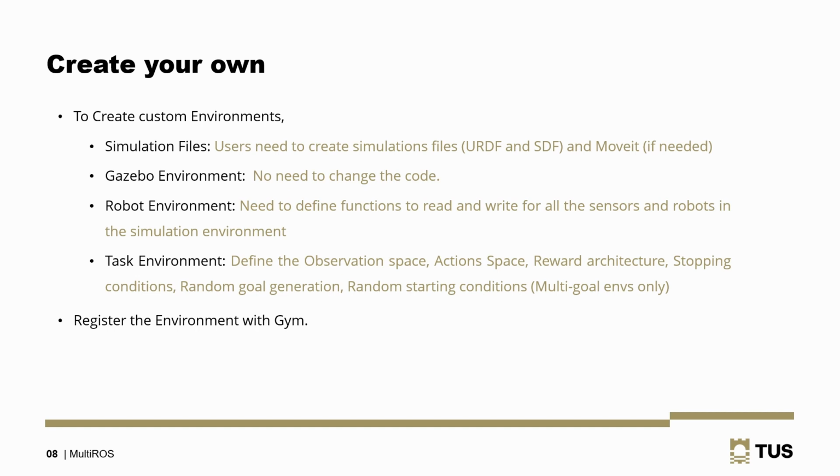In the task environment class, users need to define the observation space, action space, reward architecture, and terminating conditions using the helper functions defined in the task environment and robot environment. These functions shape the structure of the task, and their implementation solely depends on the developer's intuition. Since we are inheriting from the Gym package, users can register different versions of their custom environments using the OpenAI Gym registration method.